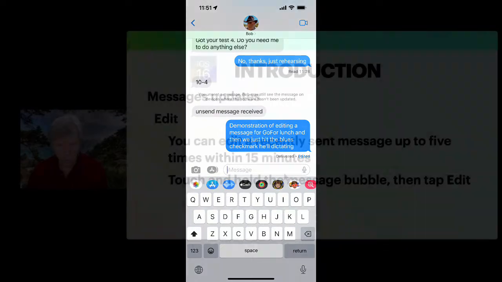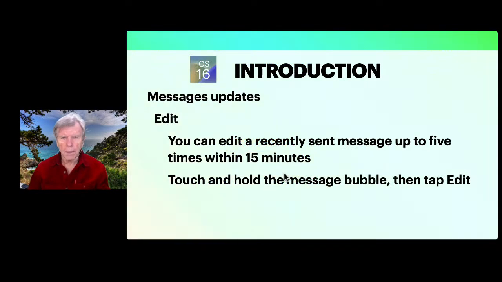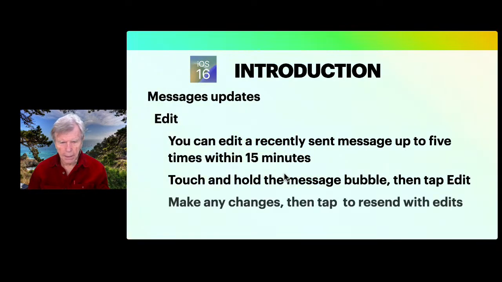So again, the way that works is you touch and hold the message bubble, tap on Edit, and then you make your changes, and then tap on the blue arrow to resend it. So again, if you make a mistake or you misspell something, then you can go in and make that correction up to 5 times in the first 15 minutes after you've sent it.